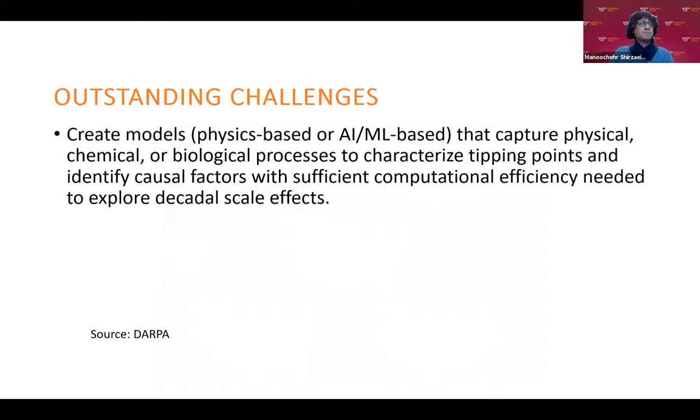So the outstanding challenge at the moment is to create models that are physics-based or AI-based or a combination of the two, that capture physical, chemical, biological, and other processes to characterize tipping points and identify causal factors with sufficient computational efficiency needed to explore decadal scale effects. This is an ongoing and outstanding challenge.